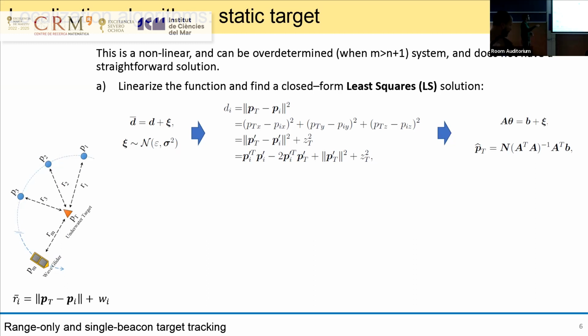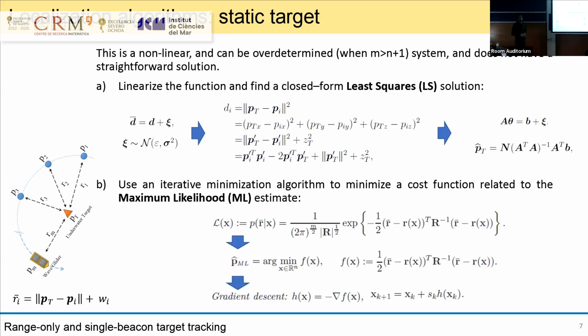But first of all, we need to linearize using the square of this equation. And then, after some approximations, we can apply least square algorithms to find the position of the target. Or we could also use some iterative method to solve the equation. We can also represent the probability of the target being at position X based on some range measurements with these equations, and then using maximum likelihood, for example, we can try to solve and find the position of the target.